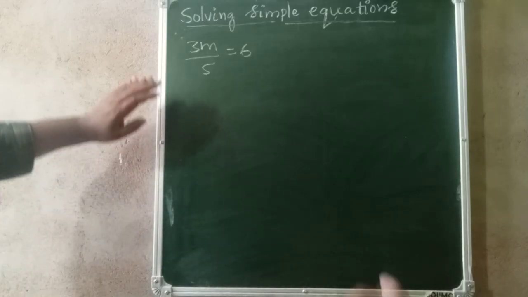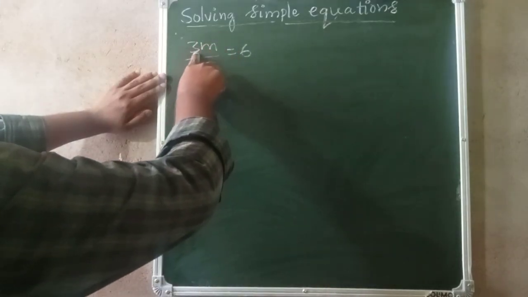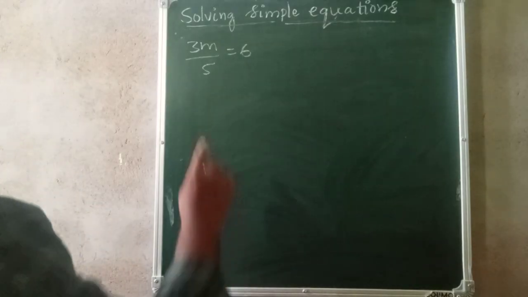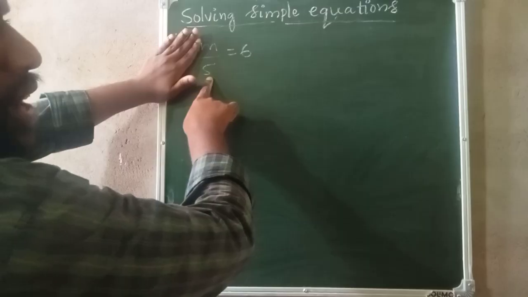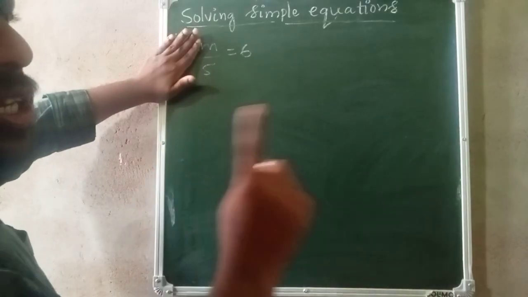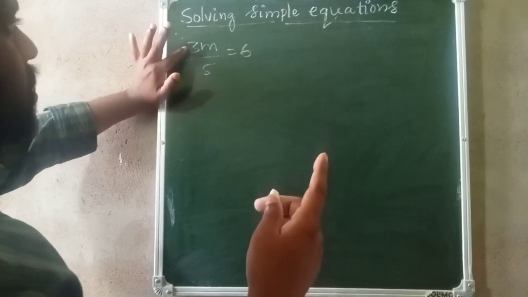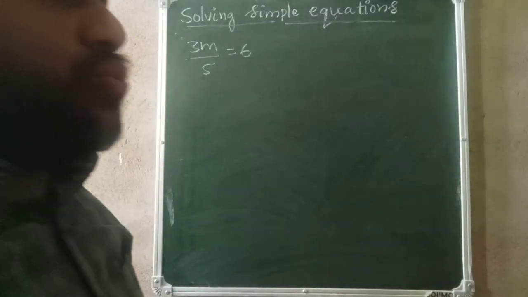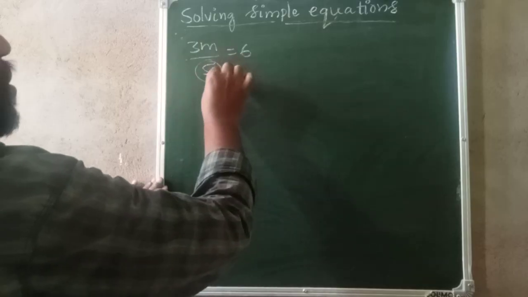So see, we want m, we don't want this 3 by 5. Okay. So see, if there is no 3, if only 5, so to remove 5 we can multiply both sides by 5 and we can simplify. But here also a number is there, here also a number is there. To make simplification easy, what you can do, first send this number to this side.